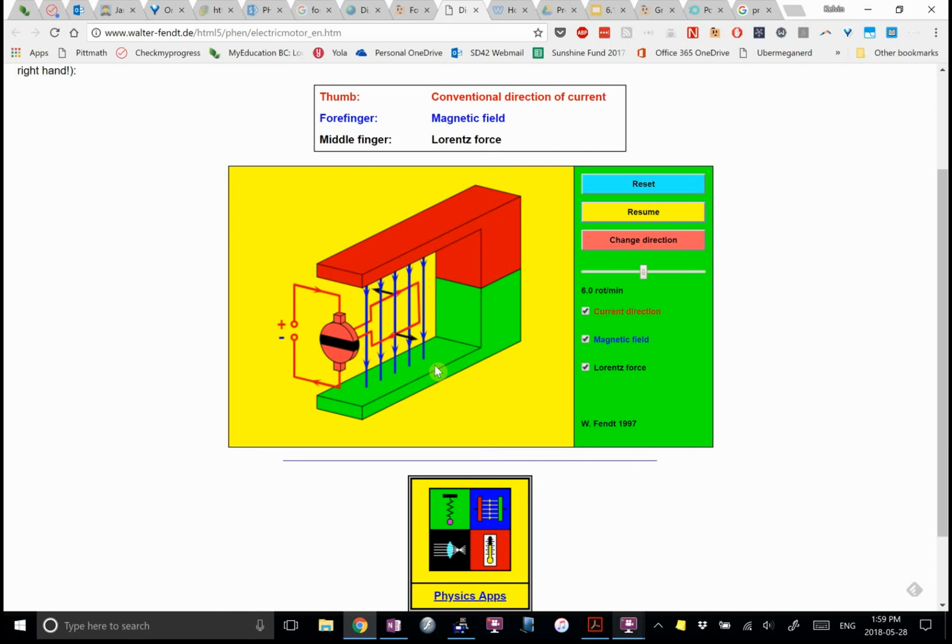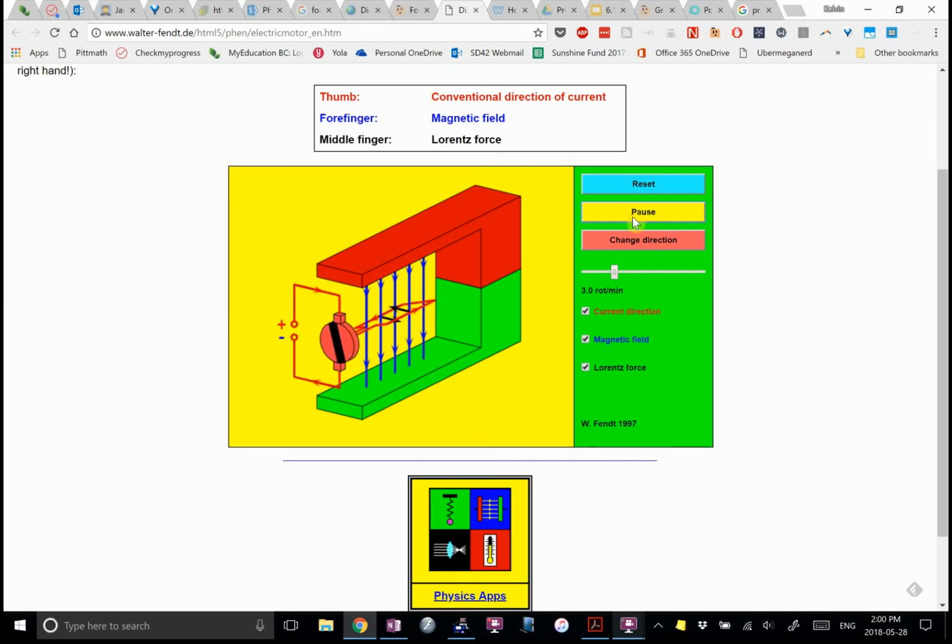If I didn't have that gap there, if I didn't have these brushes there, I'd have a problem. But watch what happens if I let this run really slowly here. So I'm going to slow it down a little bit. Resume. Right there. No current is flowing, but its own momentum is keeping it spinning.